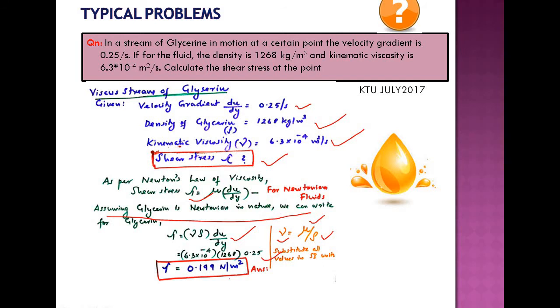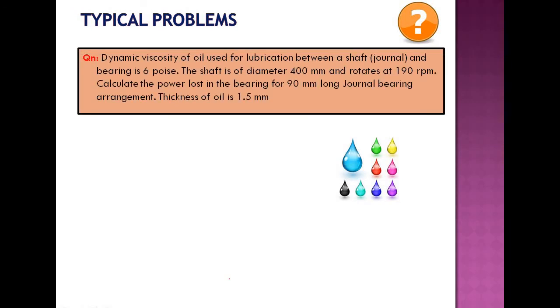This is very simple because directly the velocity gradient as well as viscosities are given, so you can directly do that. Okay, we'll move to the next problem. You see this, it goes like this. Dynamic viscosity of oil used for lubrication between a shaft, that is a journal, and bearing is 6 points.